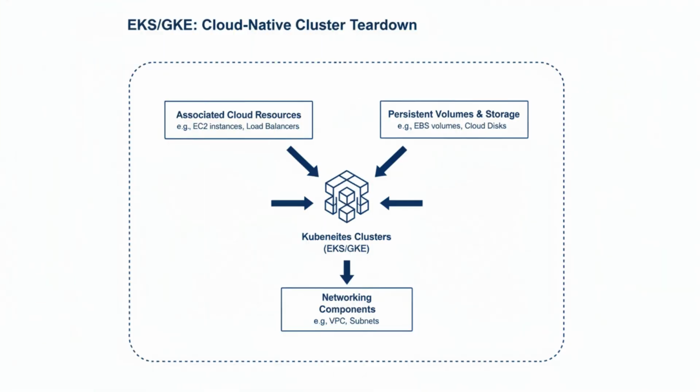When we talk about EKS and GKE, we're talking about managed Kubernetes clusters on AWS and GCP, respectively. Teardown isn't just about deleting the cluster itself. A Kubernetes cluster is a complex ecosystem of associated cloud resources. This includes the worker nodes, network load balancers, security groups, IAM roles, and often persistent volumes and storage that might be outside the direct control of Kubernetes but are associated with it. We also need to consider networking components, like VPCs, subnets, and routing rules that were provisioned specifically for the cluster. A robust teardown process must account for all these interdependencies to ensure a complete and clean removal.